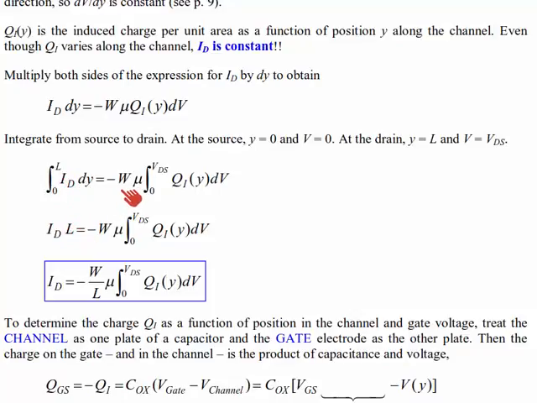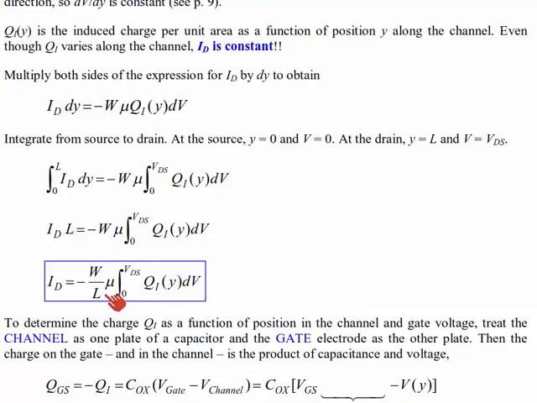On the right-hand side, W and mu do not depend on the voltage. We're integrating on the right with respect to V. So we integrate from 0 to the drain voltage, VDS, Q sub I dV. After dividing both sides by L, the drain current I equals minus W over L times mu times the integral from 0 to VDS of Q dV.